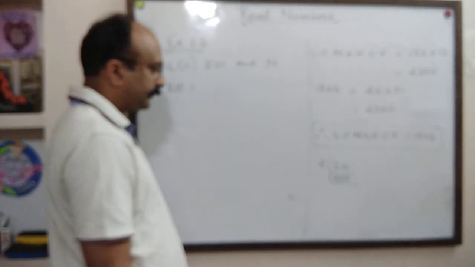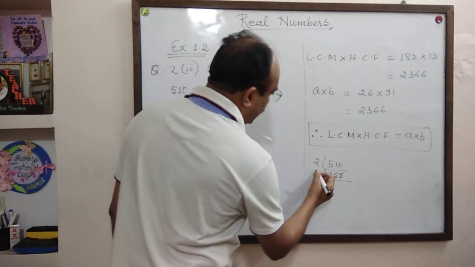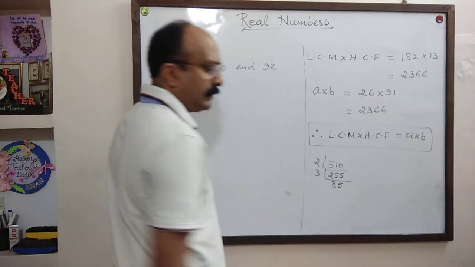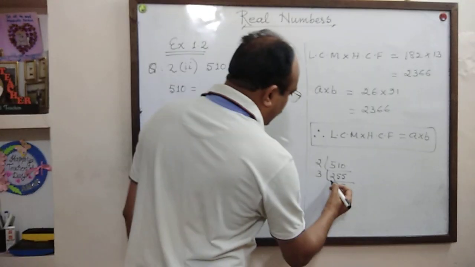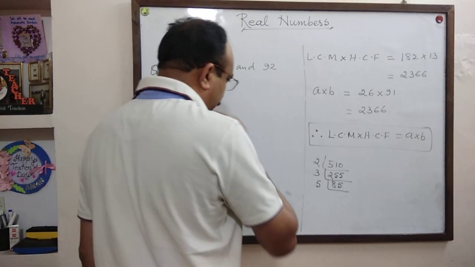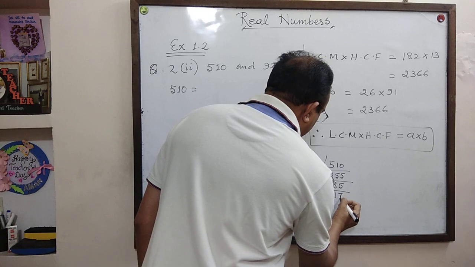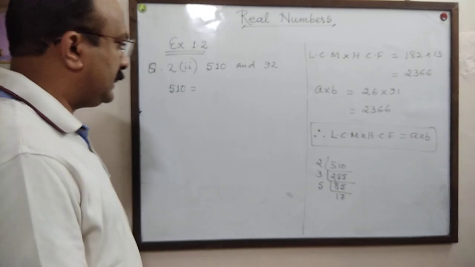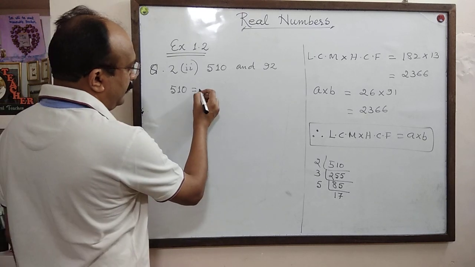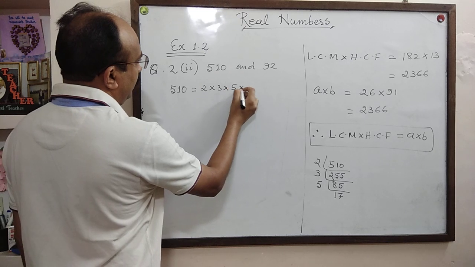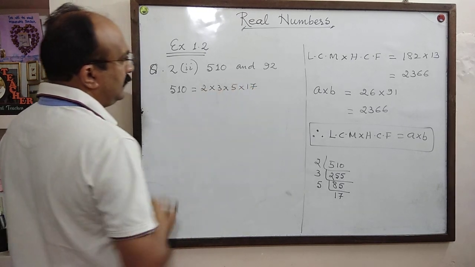Then it is divisible by 3. Now it is divisible by 5. Seventeen is a prime number, so 510 can be written as 2 into 3 into 5 into 17.